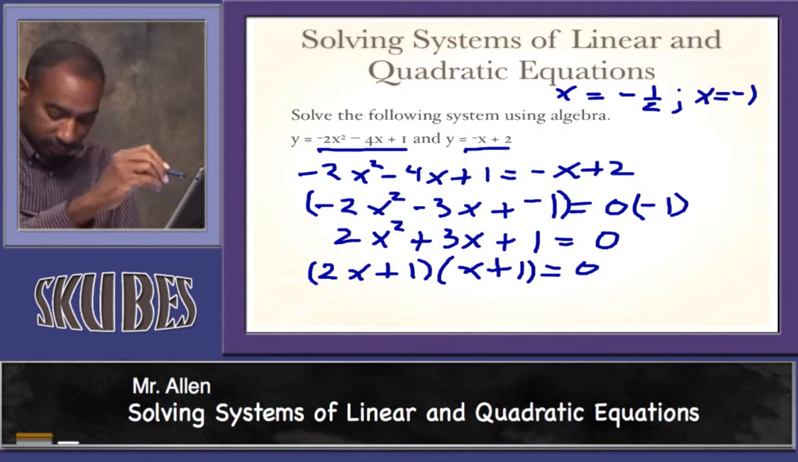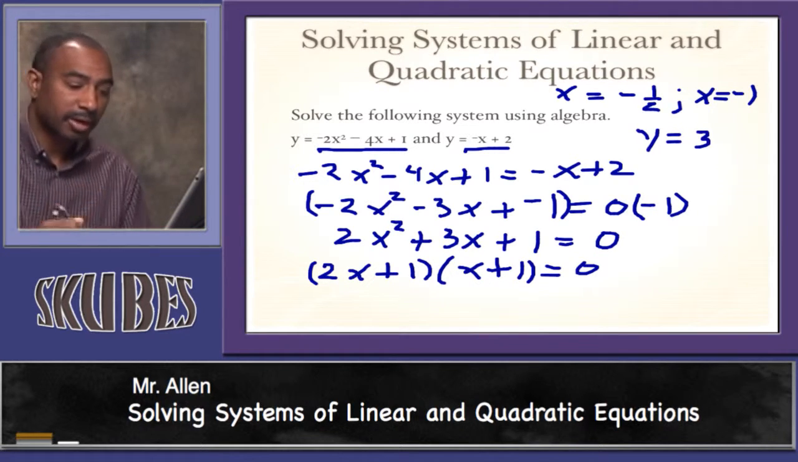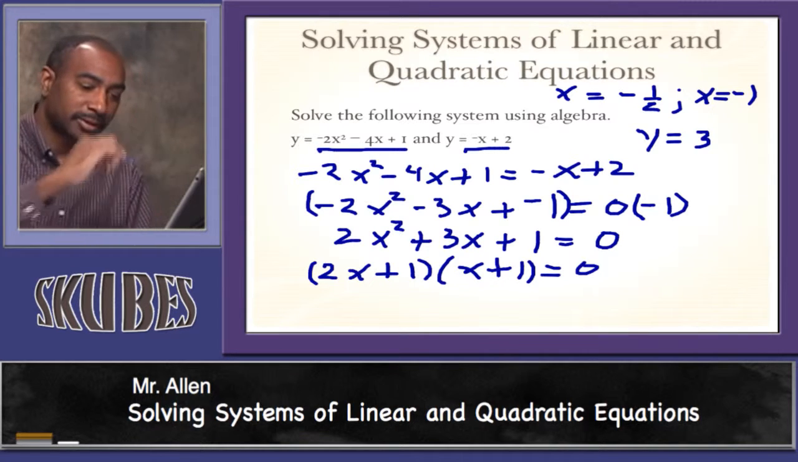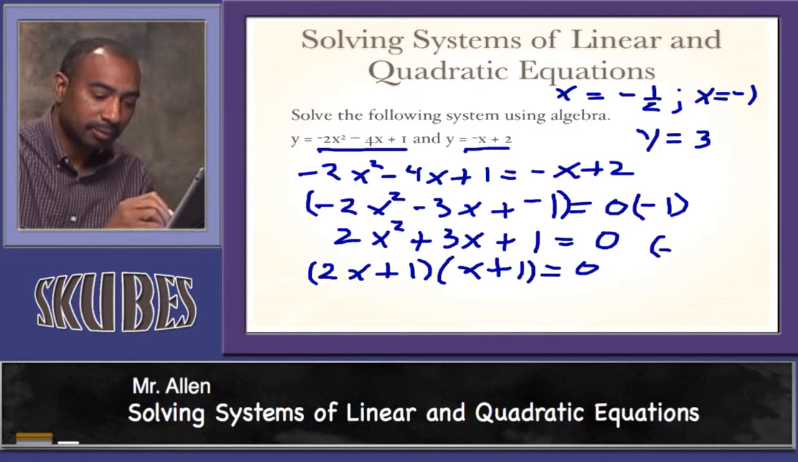If I plug in x equals negative 1, I'm going to get y equals 3. And we know that matches with the graph. You're not going to accept the other solution. That's what we call an extraneous solution. So this would be negative 1, 3.